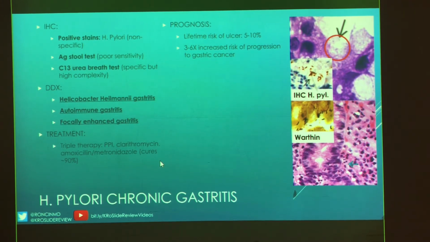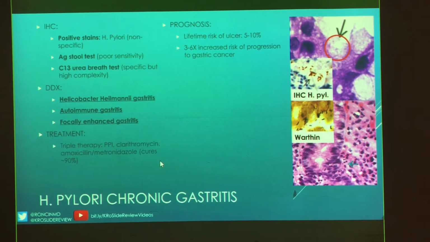You can do an antigen stool test, which has poor sensitivity, or you could do the urea breath test, which is very specific but has high complexity. So not a lot of good things, not a lot of easy things to help you out. The best thing to help you with H. pylori is actually your H&E slide.